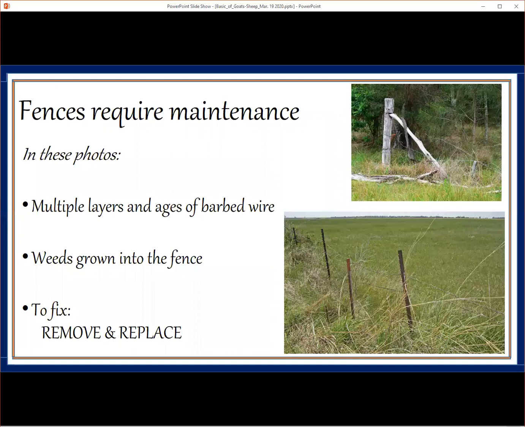So all fences require maintenance. They get old and rusty. They can break. The woods can rot and fall over, okay? Or if you don't remove the weed grasses at the bottom there, it can be shorting the wire, and then you are losing energy.